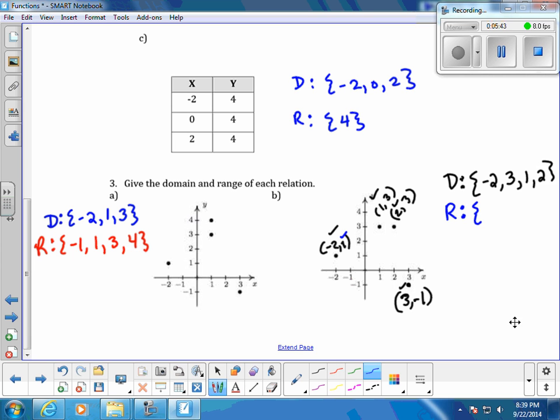The range is a 1, a 3, a 3. I won't repeat the 3's. 1, 3, and a -1. Okay, we'll make sure that we have all of those.